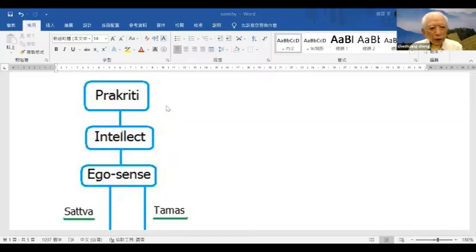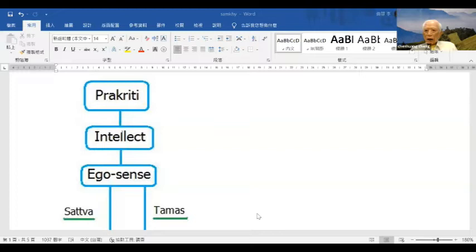Prakriti has three gunas. The first guna is called sattva. The second guna is called rajas. And the third guna is called tamas. So actually, Prakriti has three gunas. Gunas means attributes or qualities. Prakriti has three qualities: sattva, rajas, tamas.